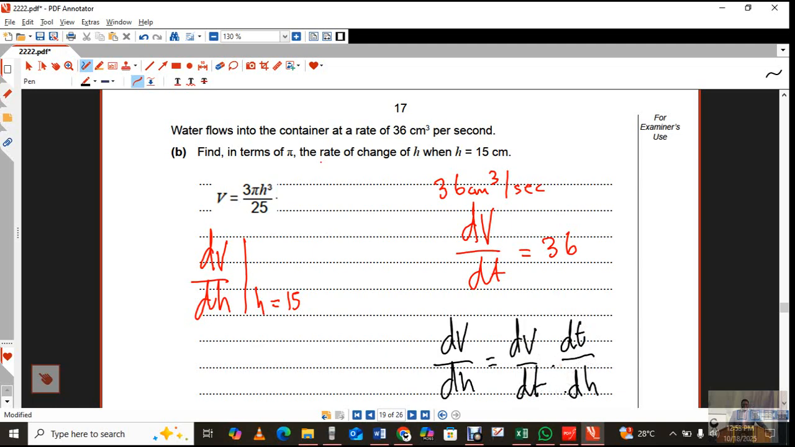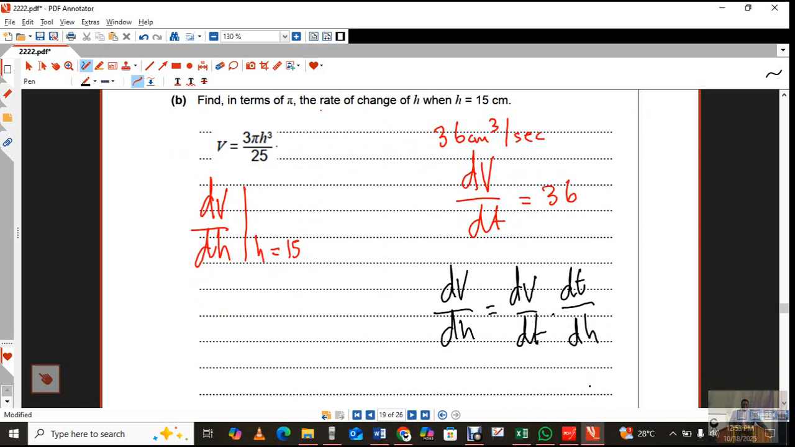Right? So we will definitely have to deal with a few things. Do we know dV/dt? Yes, we know dV/dt. Do we have dt/dH? We don't have dt/dH. Do we have dV/dH? Yes, we have dV/dH. What is dV/dH? Well, we can actually calculate it. Okay, so let's find dV/dH from here.